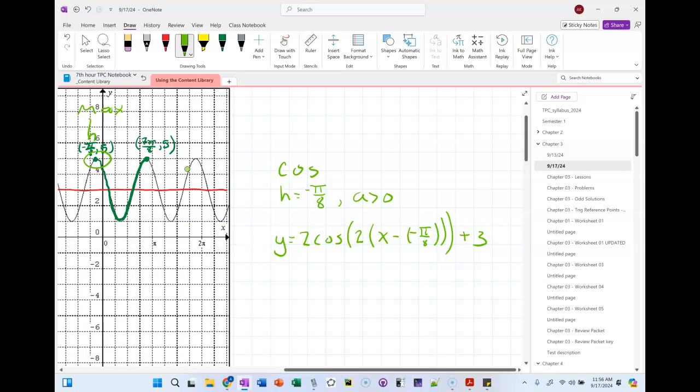So when I plug everything in, I have y equals positive 2 times cosine of 1 over 1/2, or just 2, times x minus negative pi over 8, plus 3. Does that feel okay with what I did there?